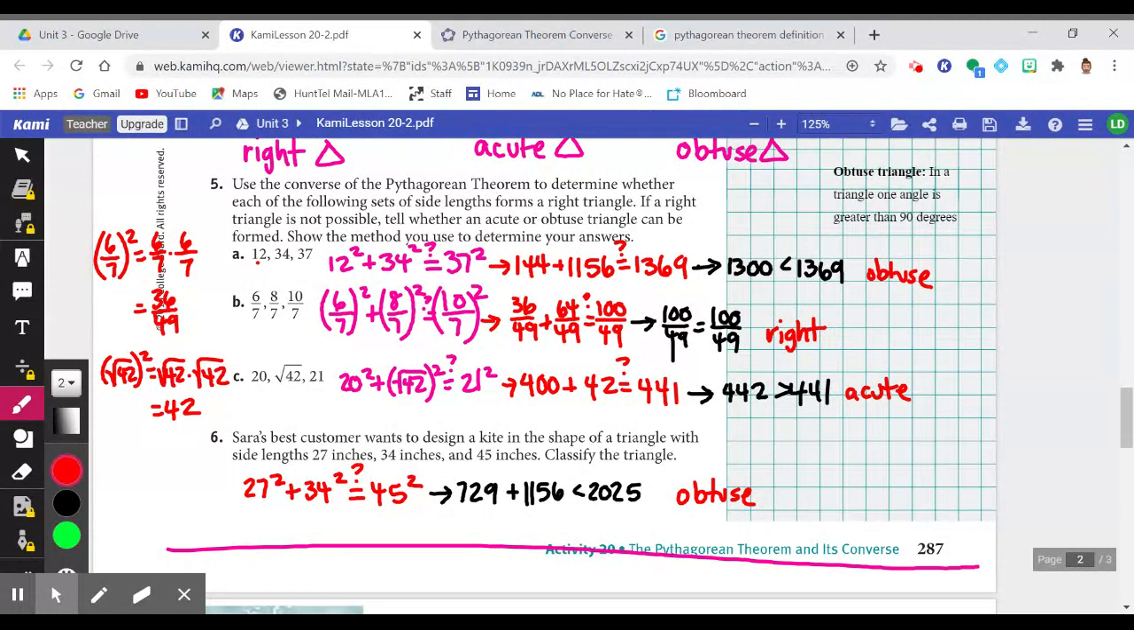The last one we have here on item 5C is 20 squared plus the square root of 42 squared equal to 21 squared.